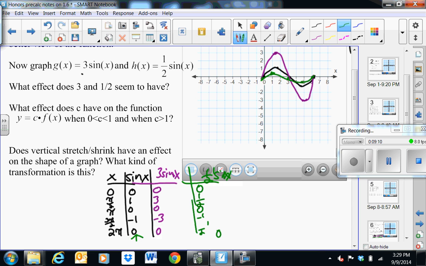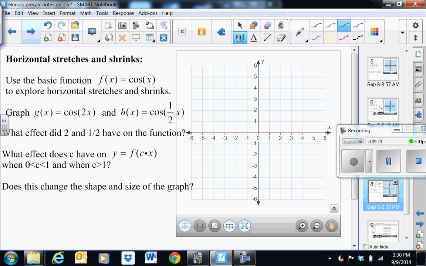So when we multiplied by 1/2, we now squished it, and so we shrank it vertically by multiplying by a number that was between 0 and 1. So this shrinks vertically, and this stretches vertically if our multiplier is greater than 1. So this is our dilator. We've now changed the shape of our function by multiplying it by something.